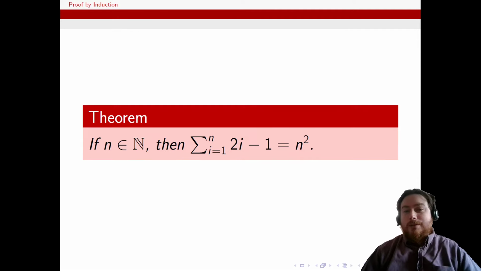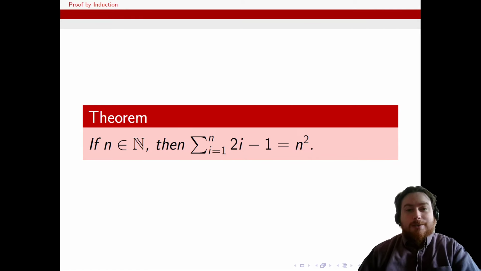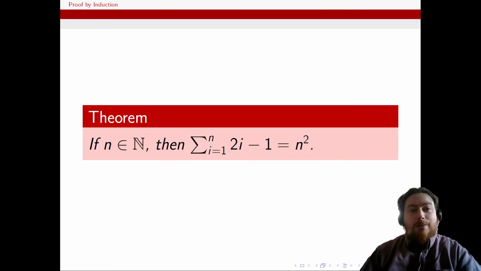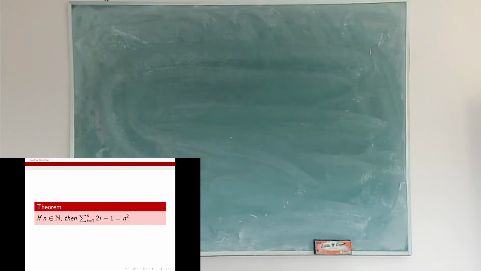So to start with, we're going to look at an example here. We're going to say if n is a natural number, then the sum from i equals 1 to n of 2i minus 1 is going to be n squared. Alright, so let's look at that.